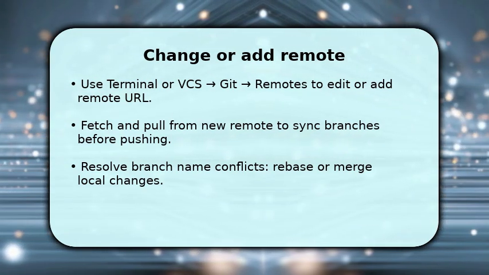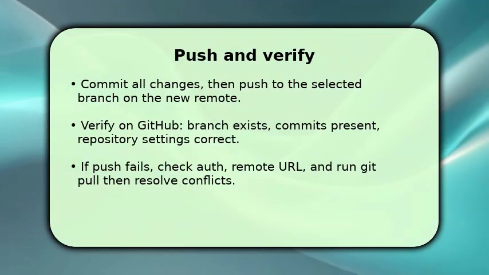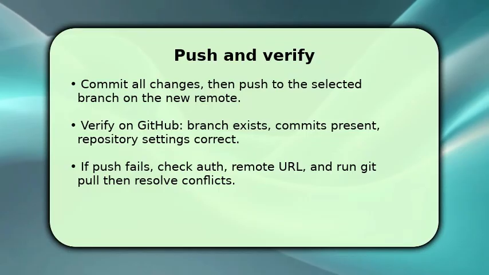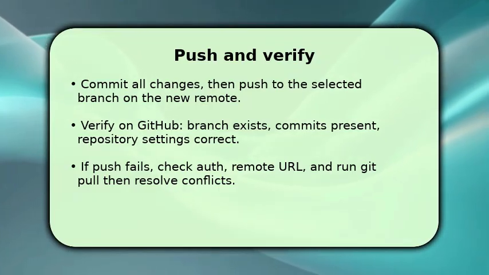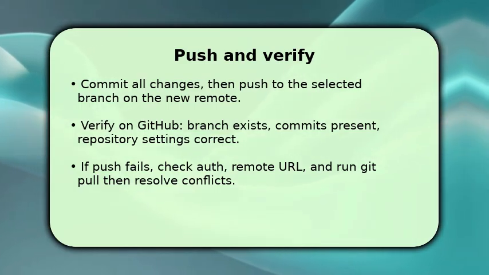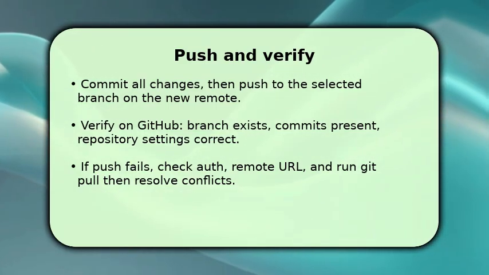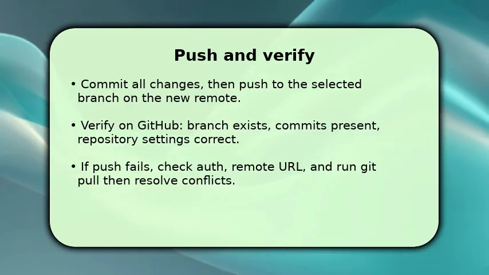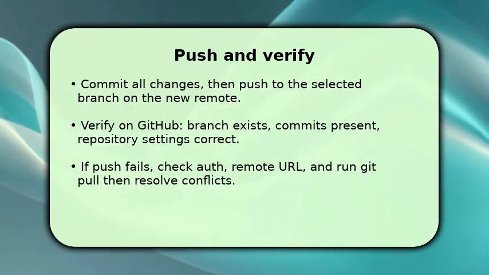Finally, commit any remaining changes and push to the chosen branch on the new remote. After pushing, verify on GitHub that commits and branches are present and that repository settings, like protected branches or required checks, won't block CI. If you encounter errors, stop and inspect authentication and the remote URL.